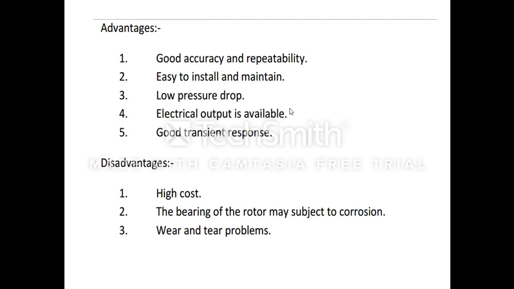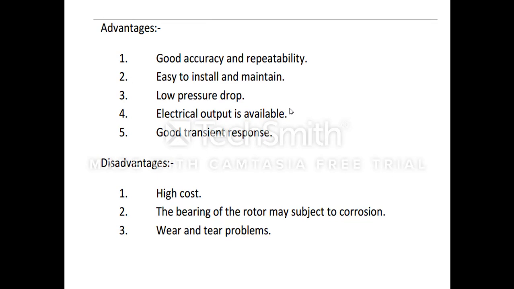Then the limitation is that, when compared to the previously discussed flow meters, this is high cost because we are providing a turbine, a magnet, and a magnetic pickup coil. Then another setup is needed to count the flow speed. The bearing of the rotor may be subject to corrosion. That is another problem. Then there is a wear and tear problem.